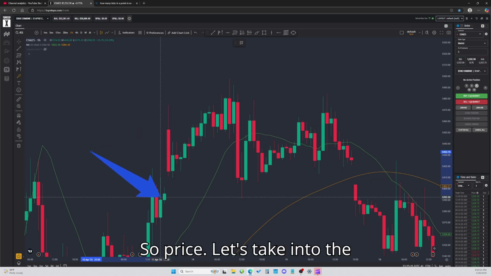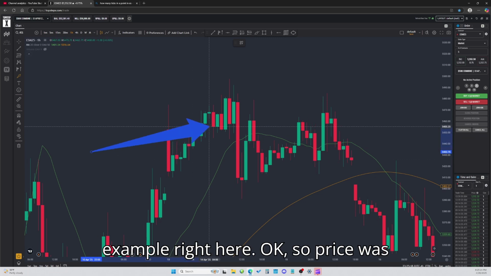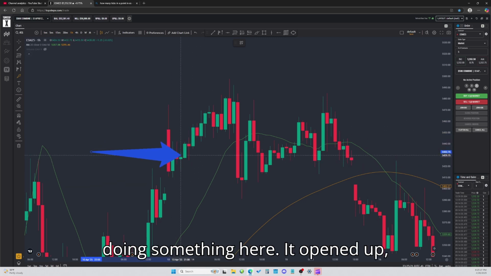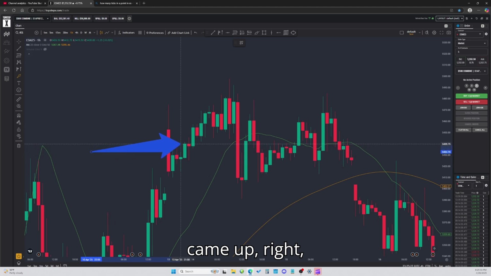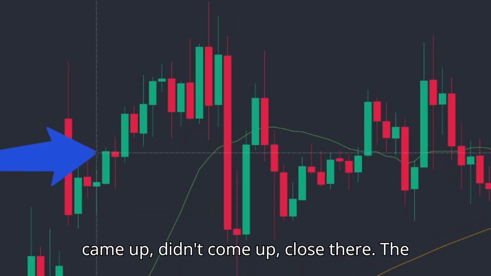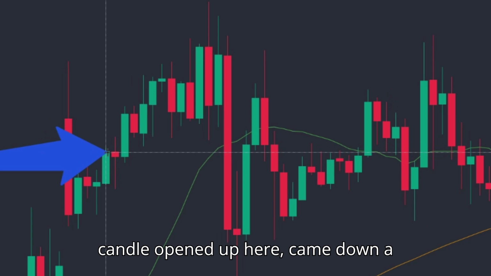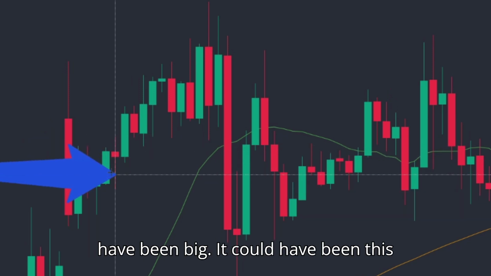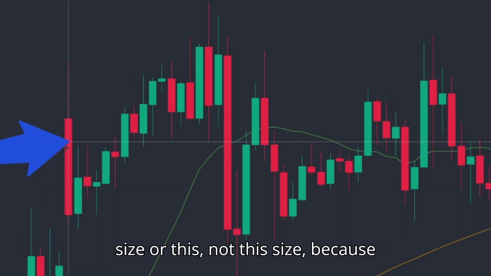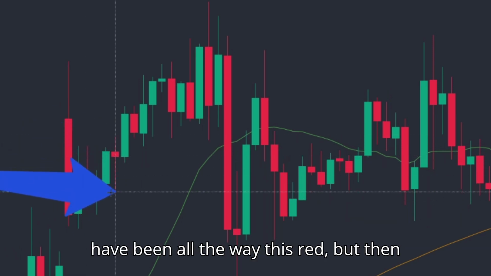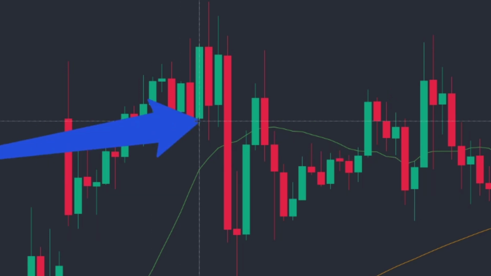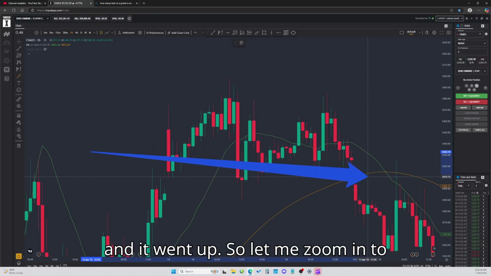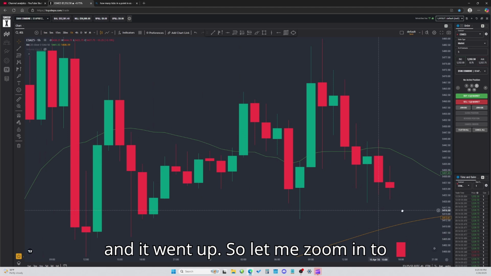So price. Let's take the example right here. Okay, so price was doing something here. It opened up, came up, right? Came up, didn't come up, closed there. The candle opened up here, came down a little. It could have gone down. It could have been big. It could have been this size or this, not this size, because look, it's from here to here. So it could have been all the way this red, but then it came back down. Buyers kept buying and it went up. So let me zoom in to get a better example.